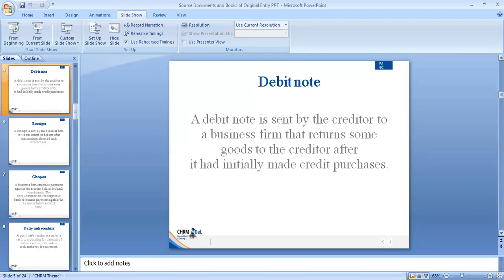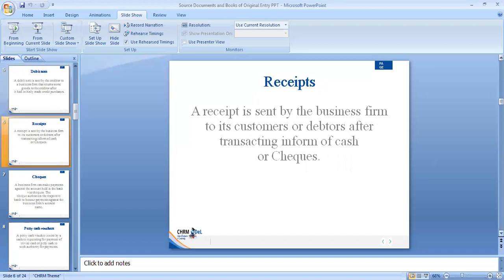Then we have got what we call a debit note. A debit note now is going to be issued by the supplier. Once the goods that were sold to us have been returned back to the supplier, the supplier will prepare a debit note also to reduce the amount that we are supposed to pay to that particular supplier. Another source document is what we call a receipt.